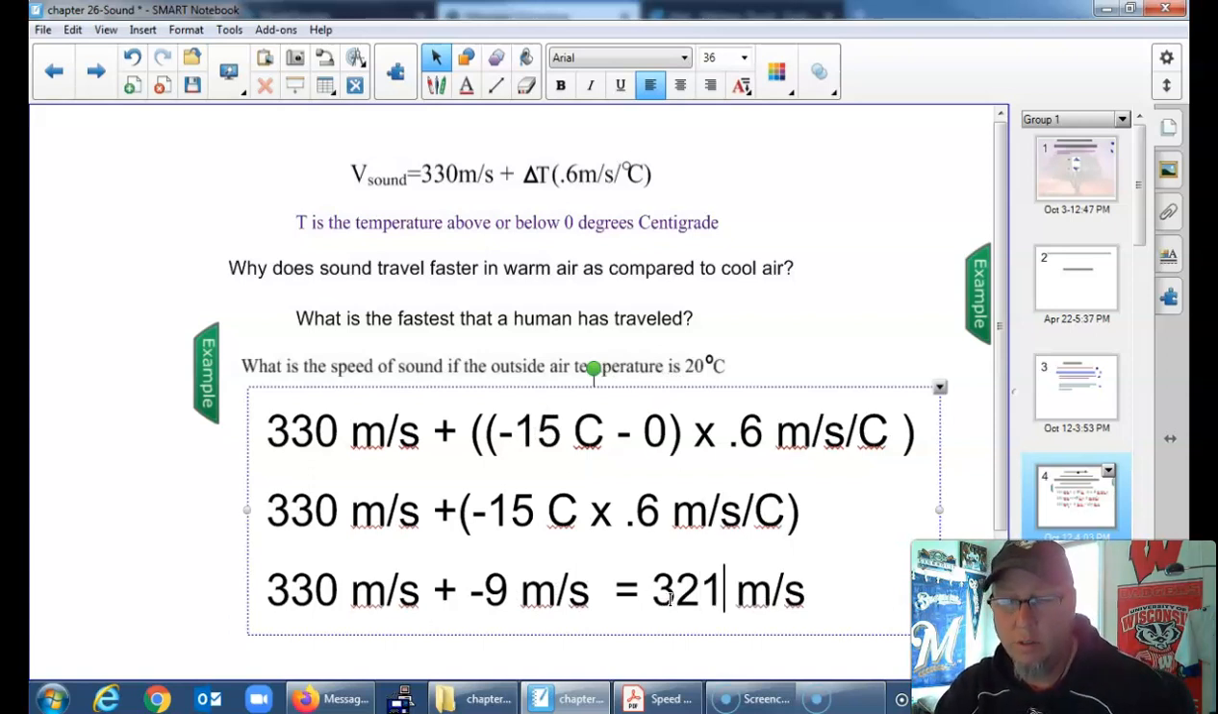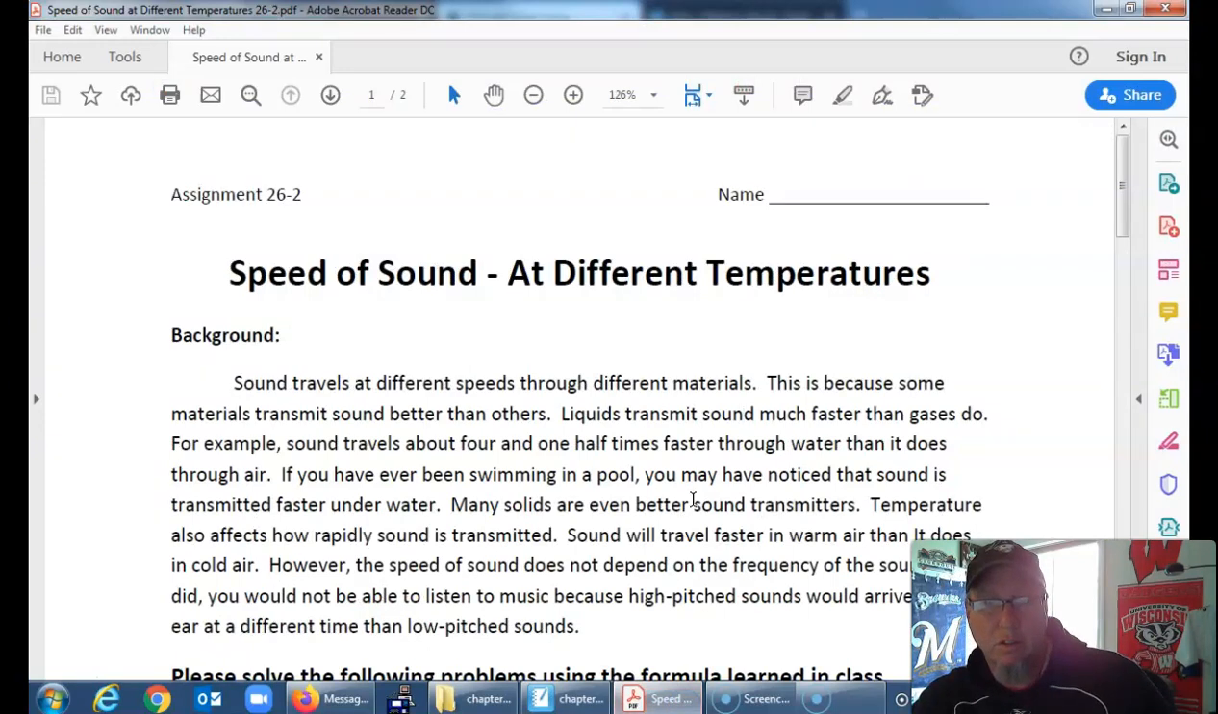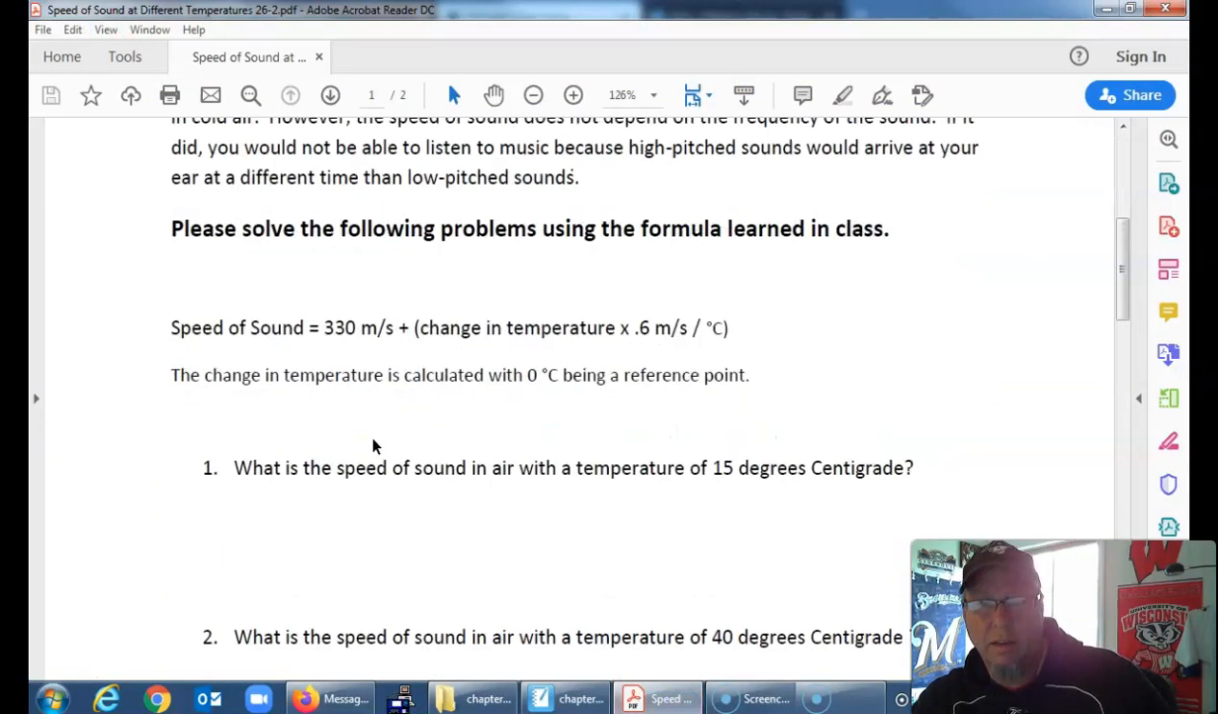The speed of sound is going to be slower if it's less than 0, and the speed of sound is going to be faster if it's higher than 0. So the math works out on that. Check it out. There's a couple problems where you have to do just like this, and then there's a couple problems where you have to do it with a positive temperature. So the first two I think are positive temperatures, and the second two are negative temperatures. This is the homework assignment for the day.